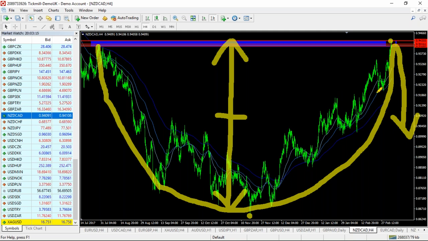You can always type "cup and handle pattern" into Google, and you can see there are a lot of examples right there. It gives you all the criteria as well. So this might actually happen.